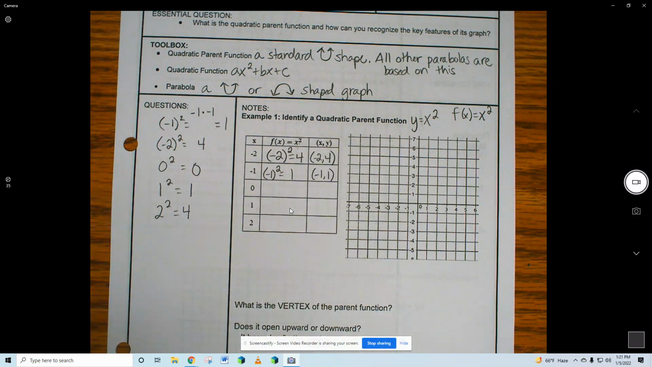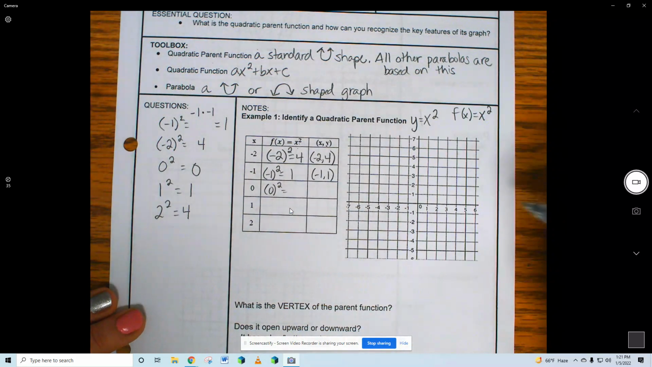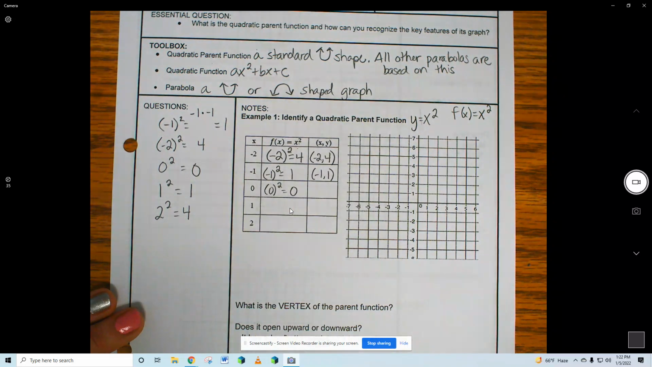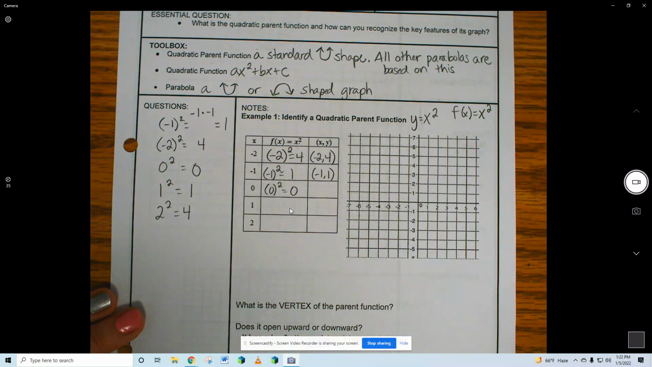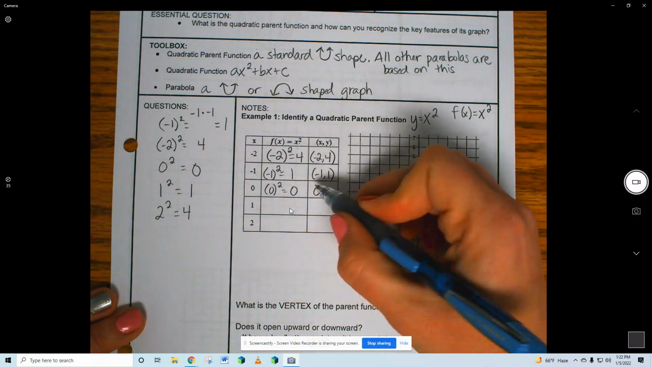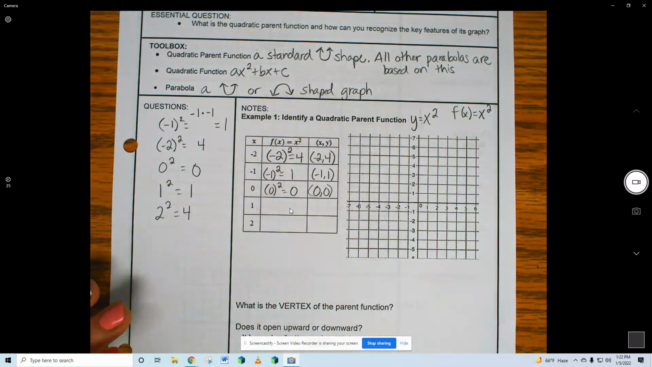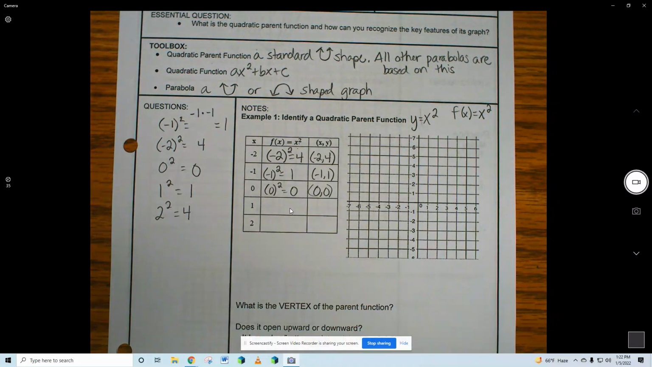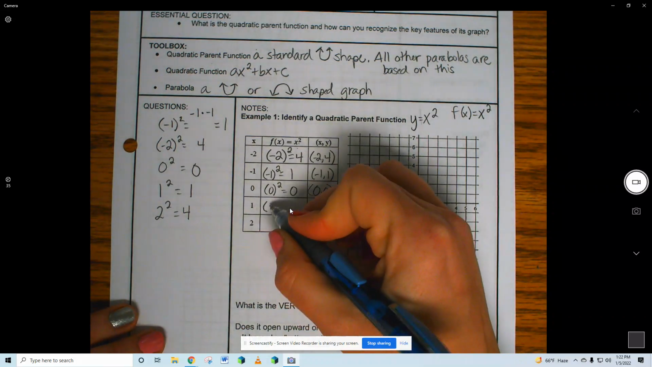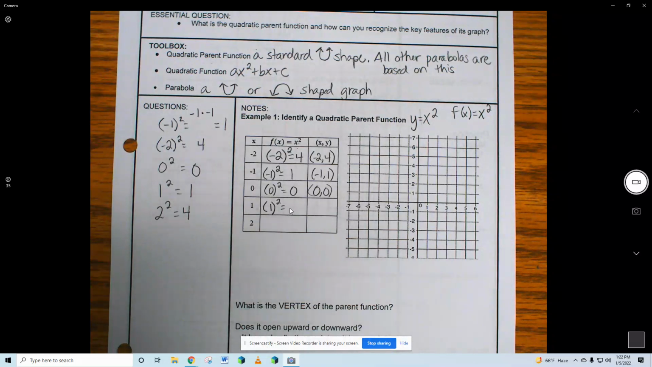0 squared. Easy, yeah, 0. 0, 0. It's kind of up to you if you want to put parentheses around them in the table of values. Obviously, work ahead of me if you got it. 1 squared, 2 squared.